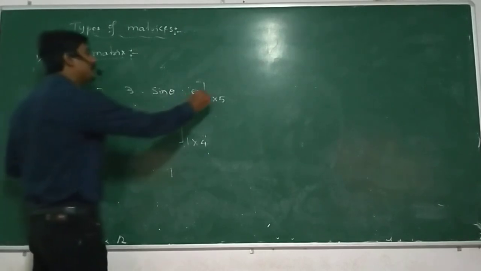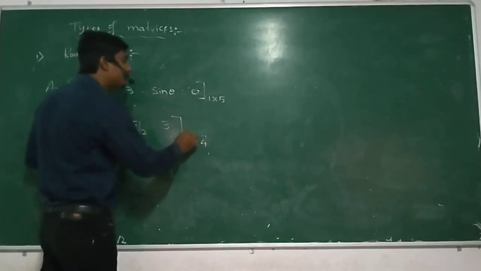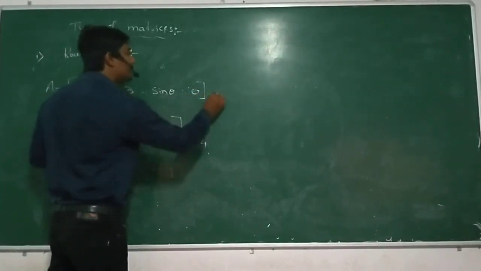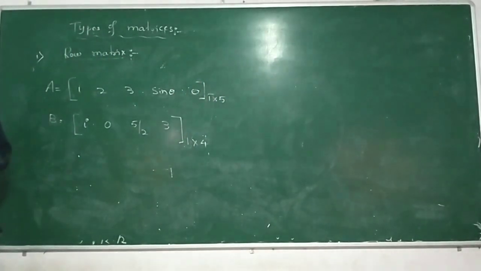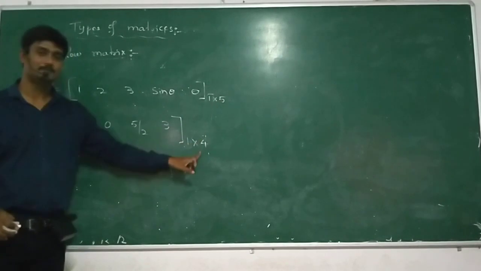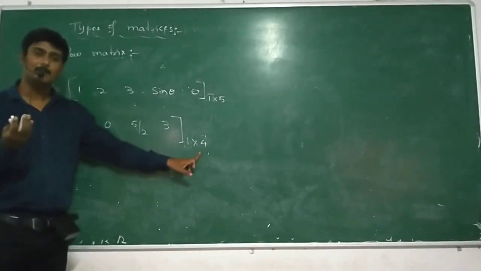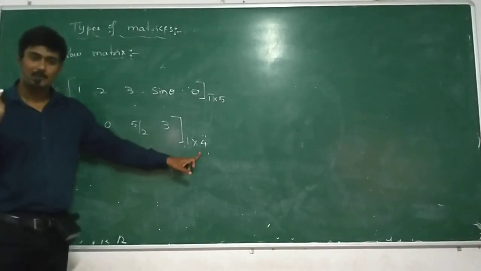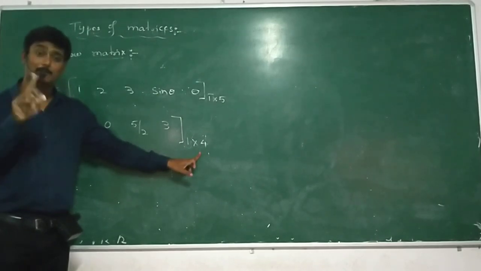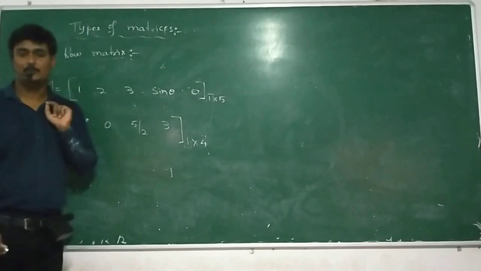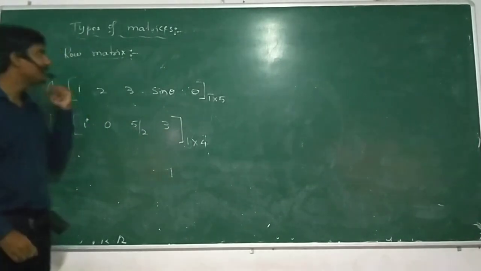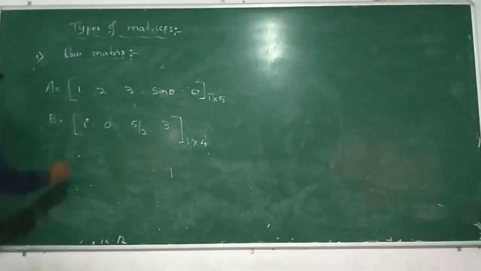Yes, these two matrices are going to contain the number of rows as 1. We are least bothered about the number of columns. A matrix can have 1 column, 2 columns, 3 columns, 4 columns, any number of columns, but it must have what? Only one row. So then what will be the definition of row matrix?